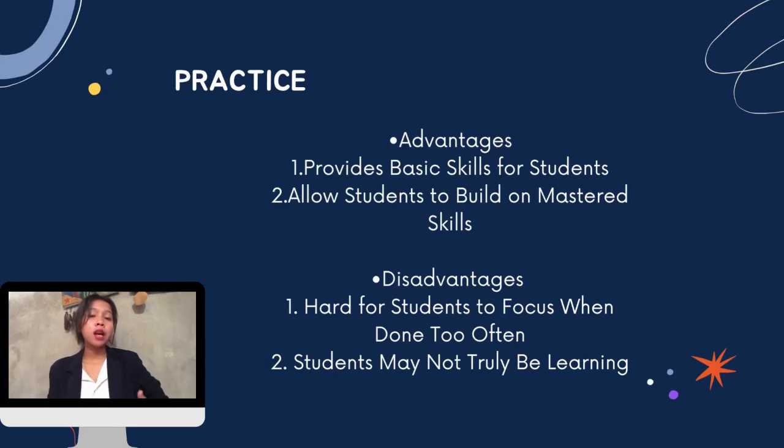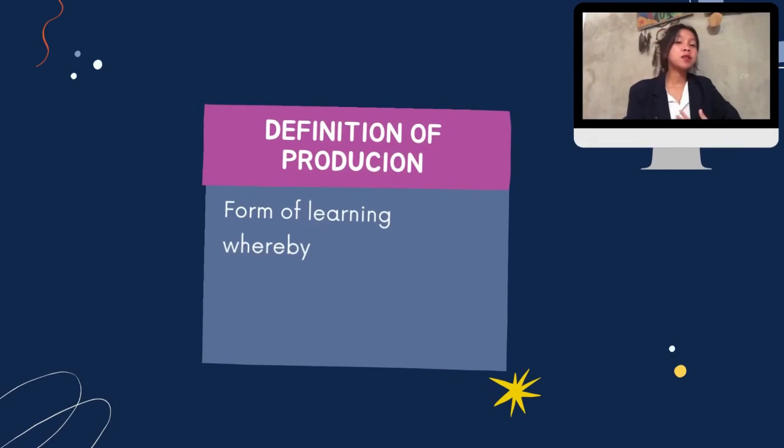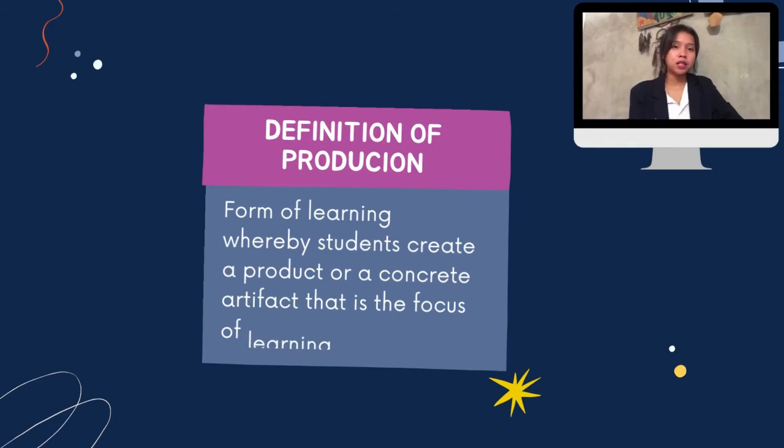If the learning becomes too predictable, students may not gain clear knowledge about the skill they are supposed to master. They may just be memorizing the material, and that can cause problems for them when trying to accomplish more complex tasks and learn more. And then the last material is about production.